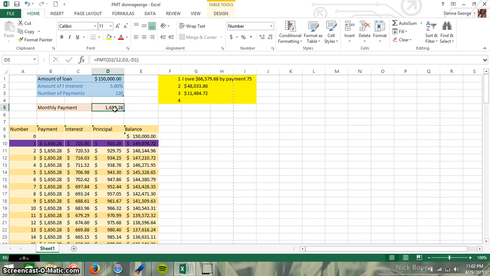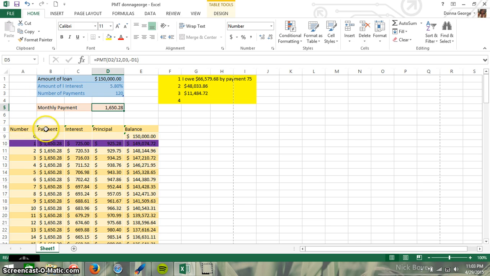Right here, I have my monthly payment, and as you can see, this is the formula given to me that I put in. D2, which is the interest amount divided by 12, and then D3 is the amount of payments, and then D1 is the loan amount, and from that it tells you the monthly payment, which will be $1,650.28.